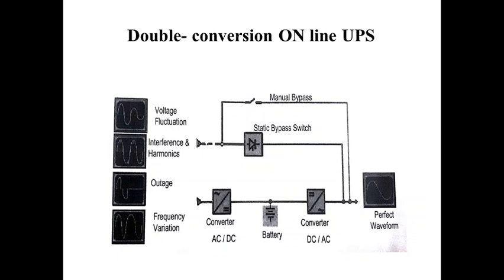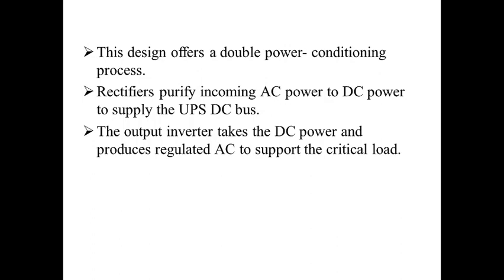So the figure shows a double conversion online UPS. So what is a double conversion online UPS? The design offers a double power conditioning process. Rectifiers purify incoming AC power to DC power and supply the UPS DC bus. The output inverter takes the DC power and produces a regulated AC to support the critical load.